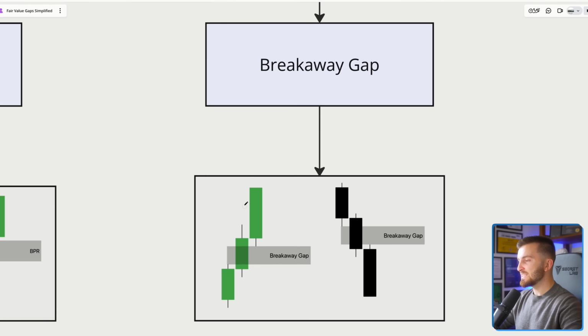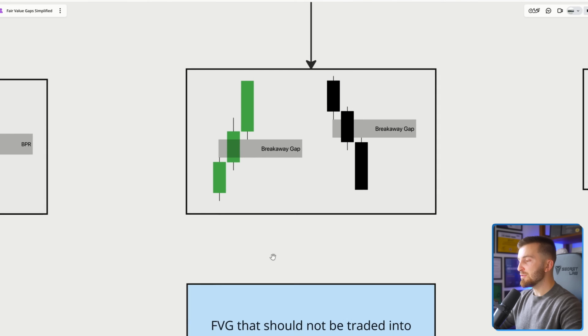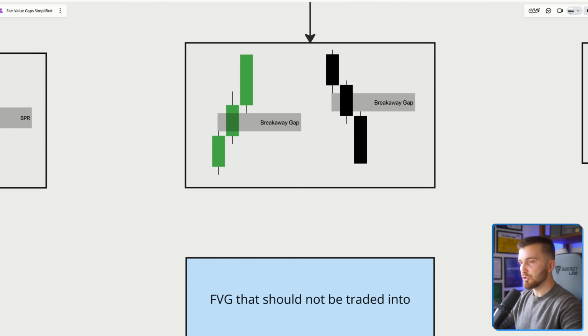Then we have the breakaway gap. The breakaway gap is defined by the third candle of the fair value gap. If the third candle of the fair value gap is disproportionately larger than the first and the second candle, that creates a breakaway gap. A breakaway gap is a fair value gap that should not be traded into. The reason why is because in order to go all the way down towards the fair value gap, we would have to reverse the third candle's momentum completely, creating a bearish engulfing candle. And so therefore, a breakaway gap is a fair value gap that should not be traded into.